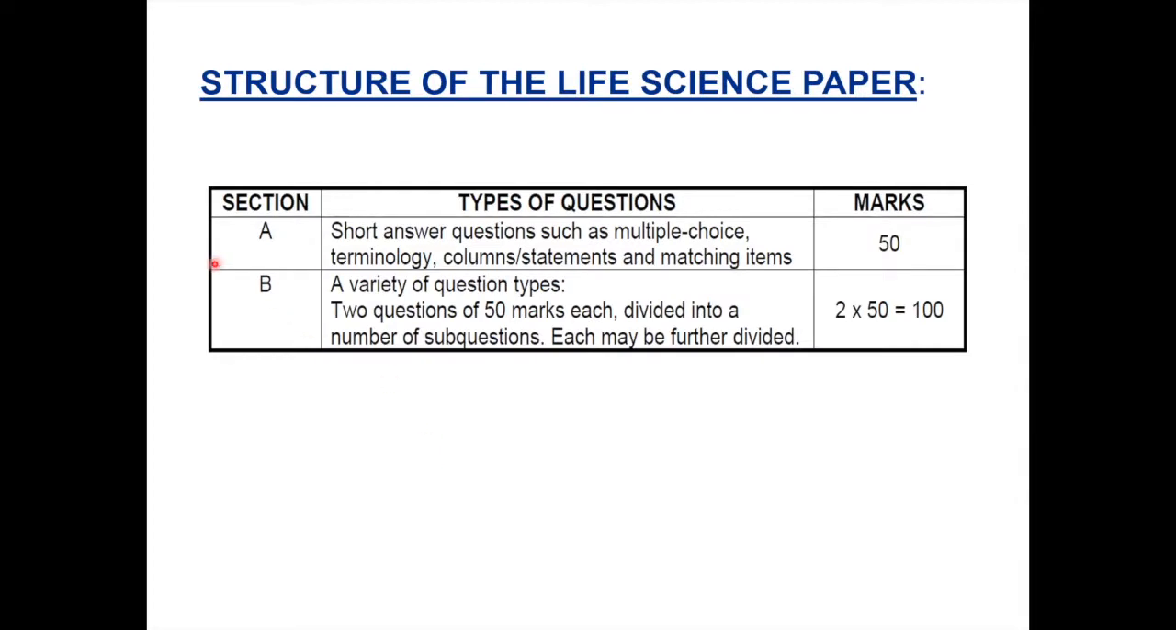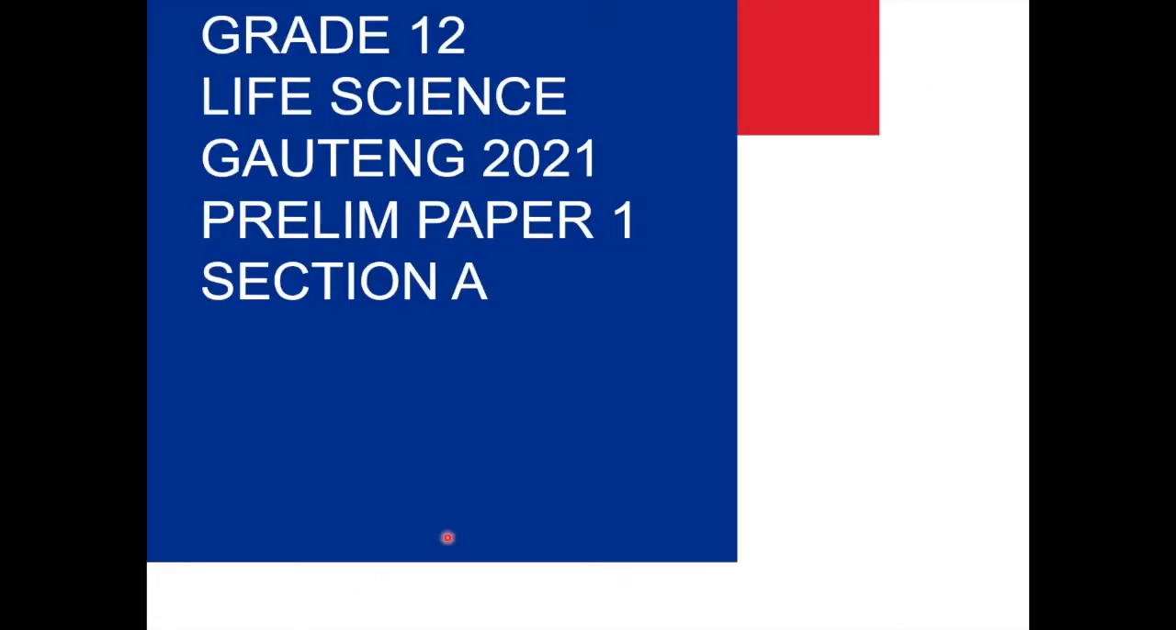Your exam paper will have a Section A and a Section B. Section A will be 50 marks, and will have multiple choice, terminology, matching column statements and other short questions. Section B will have a variety of questions, two questions, question 2 and question 3, of 50 marks each, with many different levels of questions, which will give us a total of 100. Right. Now, let's get down to the Grade 12 Gauteng 2021 Prelim Paper 1, Section A.